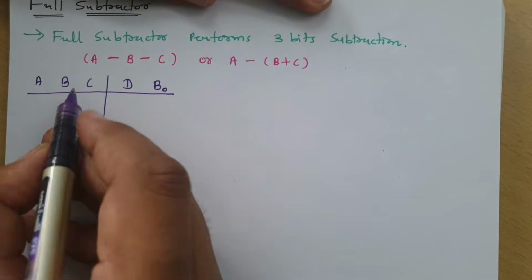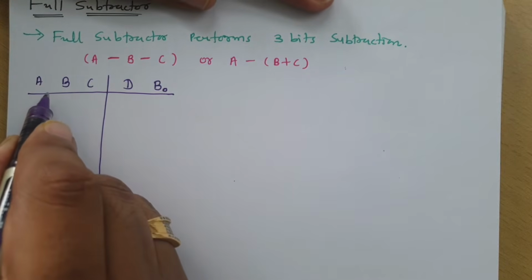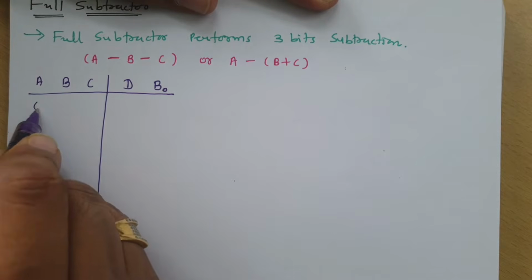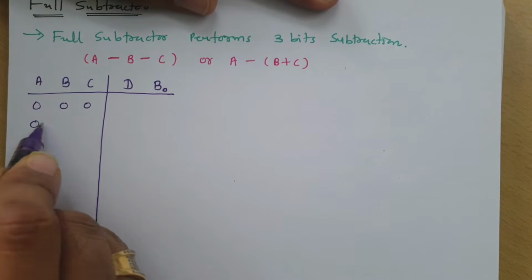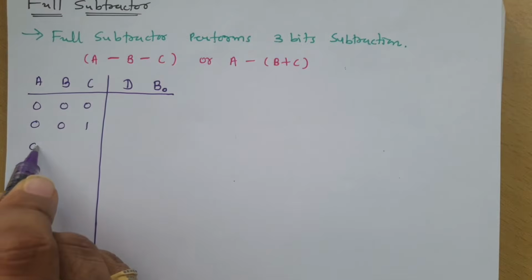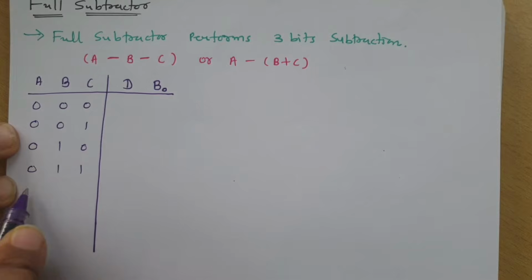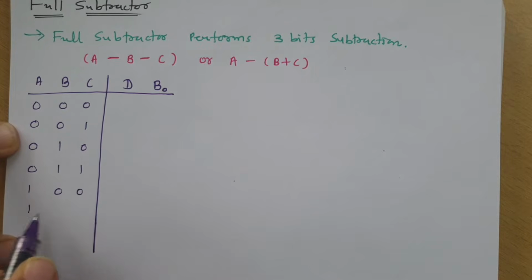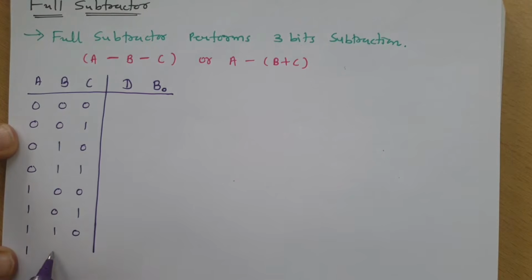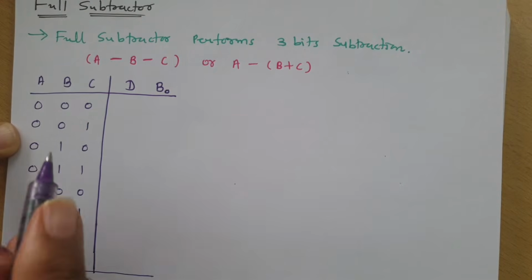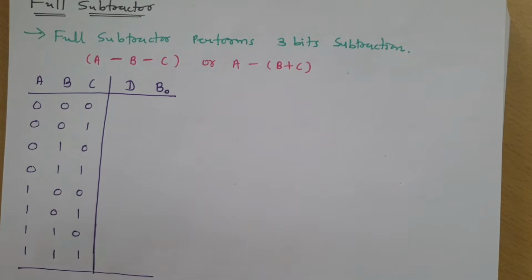With 3-bit input there are a total of 8 combinations. Those combinations are 000, 001, 010, 011, 100, 101, 110 and 111. This is how we have the 3-bit input.